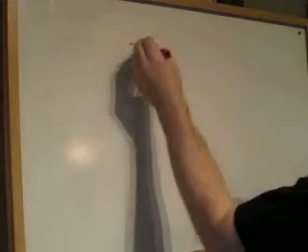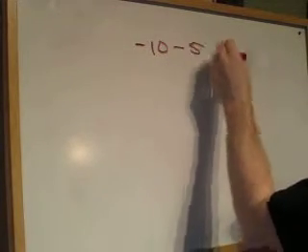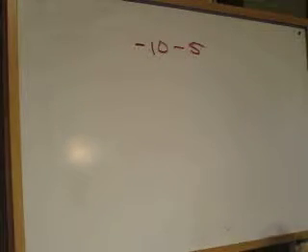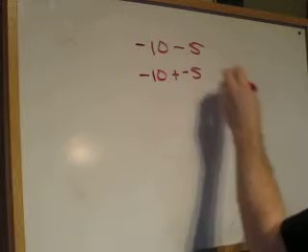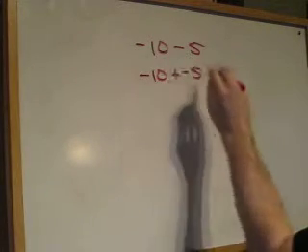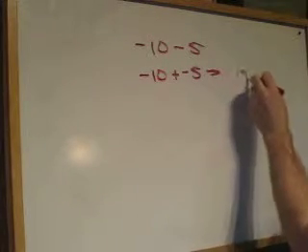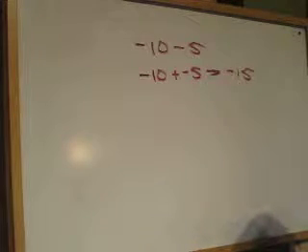Alright, let's do a couple more examples as we're going. Let's take negative 10 minus 5. Same thing. Negative 10 plus negative 5 should be your first step. The signs are the same. We add them together, put the sign on there, and we're done.